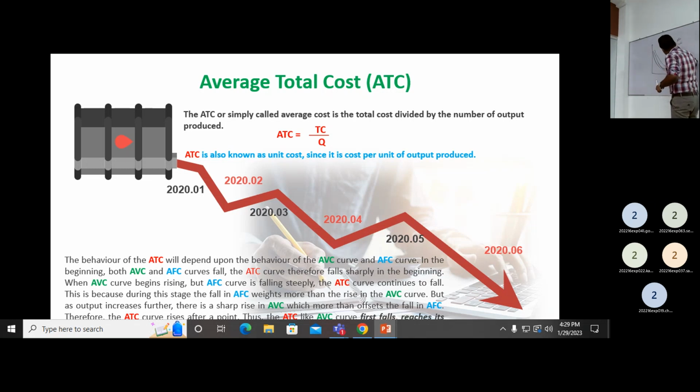Now here you could see that both of these lines are very close to each other. Why? Now here the average fixed cost is lower and lower. Accordingly, the huge portion of our average total cost is being captured by average variable cost. That's why these two go in this way. Clear? It should be either from here or like this. Okay.